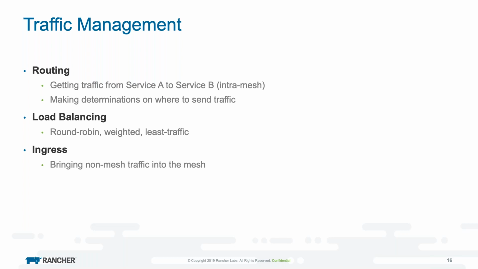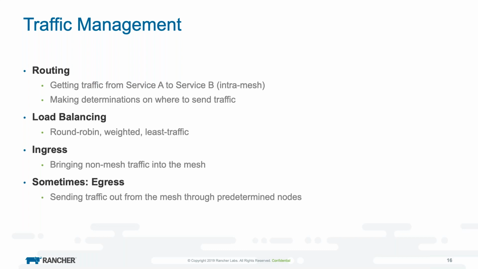The ingress resource would be bringing non-mesh traffic into the mesh. So this is how do I get requests from end users? How do I get traffic from outside external services into this mesh? We have this concept of ingress. If you've used Kubernetes, this is a very similar concept because there's the HTTP ingress in a lot of Kubernetes clusters, and that's bringing non-cluster traffic into the cluster. So it's the same kind of thing with the mesh. Ingress is bringing non-mesh traffic into the mesh.